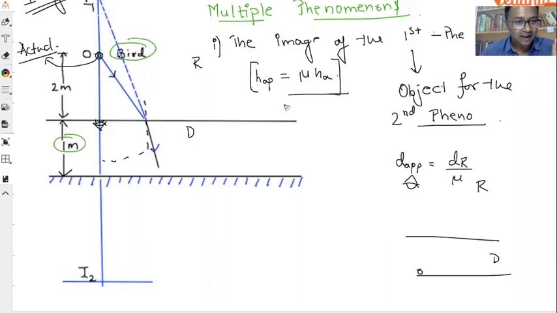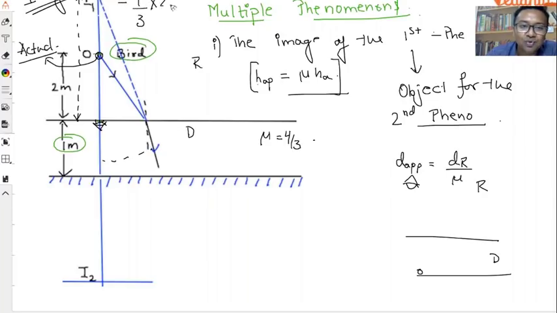So in this particular case, where do I see the bird? 2 meters above. But then actually this distance is going to be how much? The refractive index of water is given to us. Mu is equal to 4 by 3. Then students, this distance from this point to this point is going to be 4 by 3 into 2, that is mu times the original height. So that becomes 8 divided by 3.